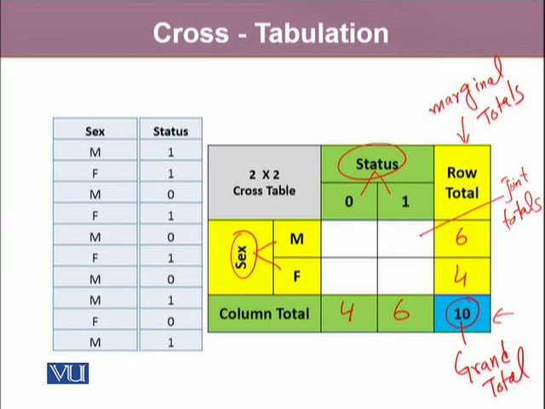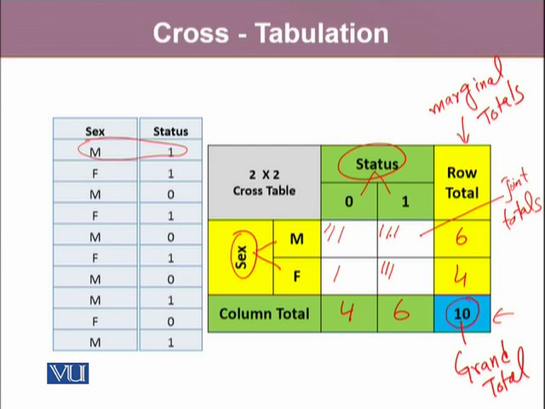Over here, for the first cell, if we look at the very first observation, there is a male whose status is 1. So for a male whose status is 1, we'll put a tally mark here. Female with status 1 is the second one. It goes there. Male with status 0 goes there. Female with status 1 goes here. Then male with status 0 goes there. Female with status 1 goes here. Male with status 0, male with status 1, female with status 0, and a male with status 1.